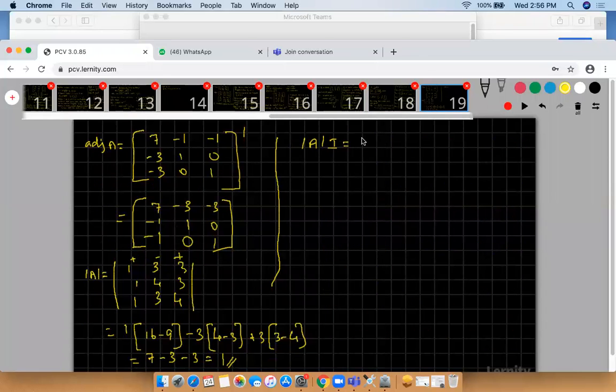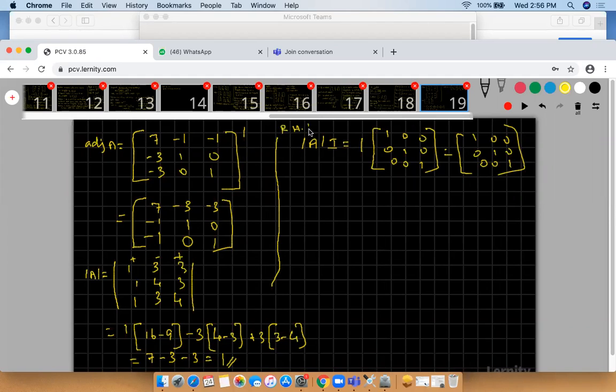What is my determinant of A into identity? Determinant of A is 1. Your identity is also 1, 0, 0, 0, 1, 0, 0, 0, 1. Okay, I will get only the same element 1, 0, 0, 0, 1, 0, 0, 0, 1. When you multiply by 1, again I will get the same. This is my RHS, right hand side.